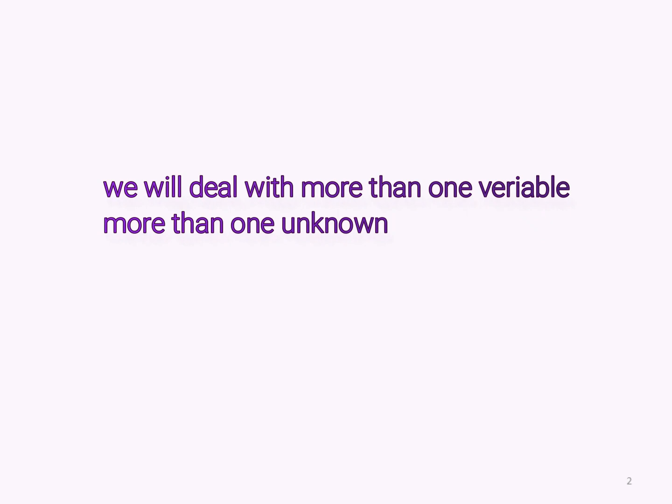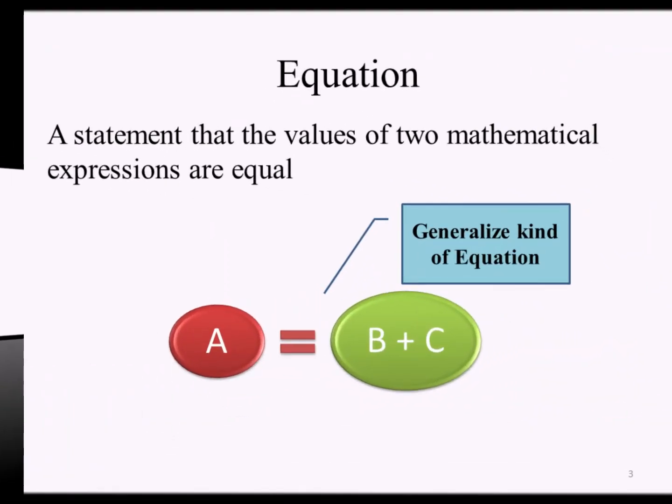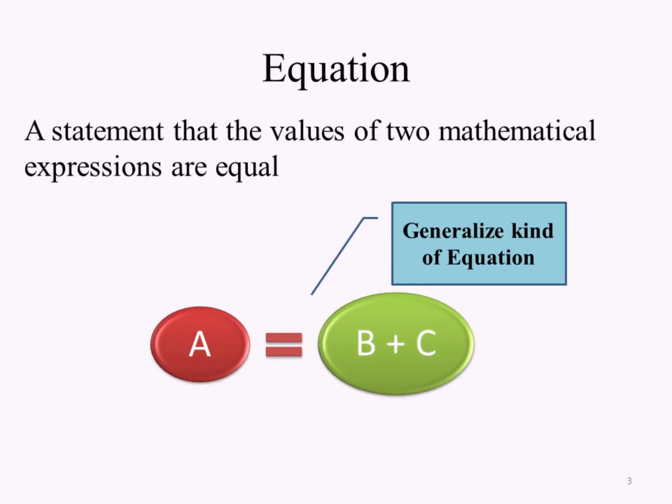variable. Before we learn how to solve a simultaneous equation, you all know that an equation is basically a statement that the values of two mathematical expressions are equal. You can see different kinds of equations, like a common equation A is equal to B plus C, that represents that the right side has two variables connected with an addition operator, and the result is assigned to the variable on the left side, which is A.